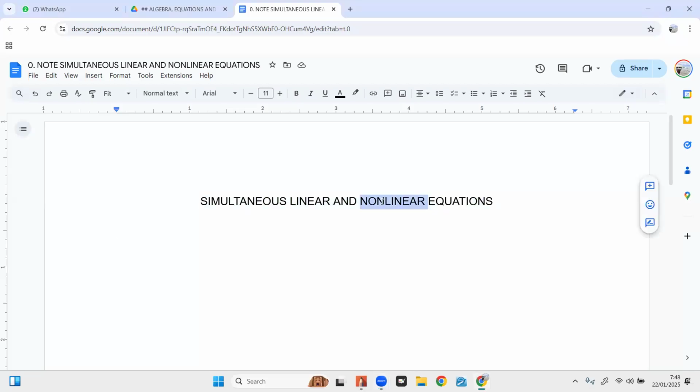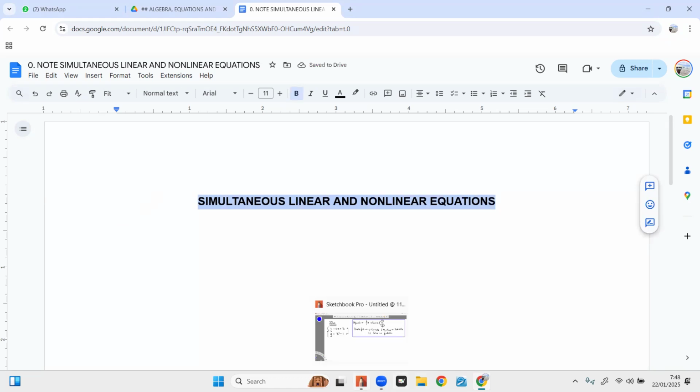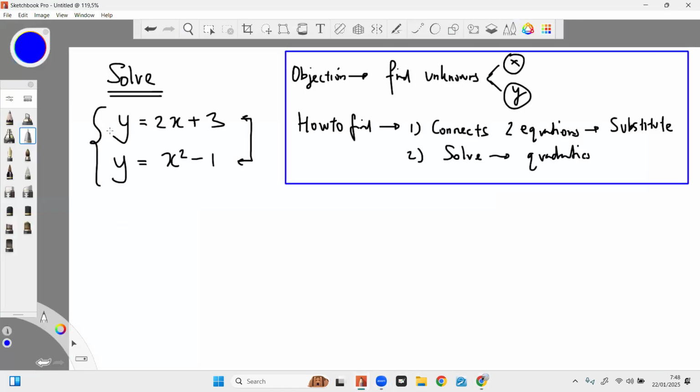Okay, guys, so today we're gonna learn about the simultaneous linear and nonlinear equation. Linear and nonlinear. So I give you the examples here. This equation is linear, right? This is the linear equation. And this equation is non-linear.